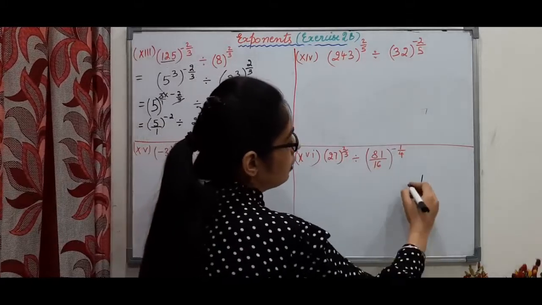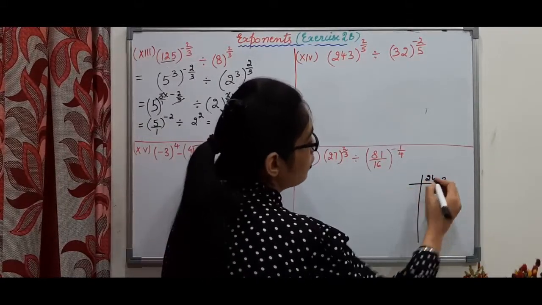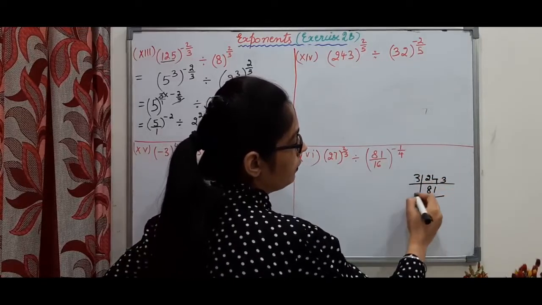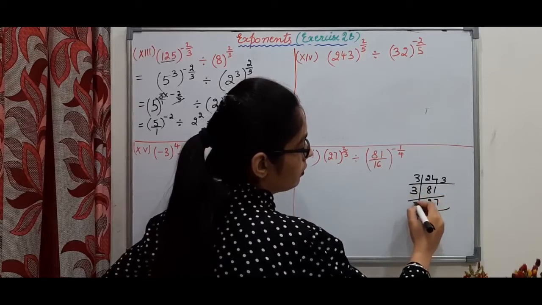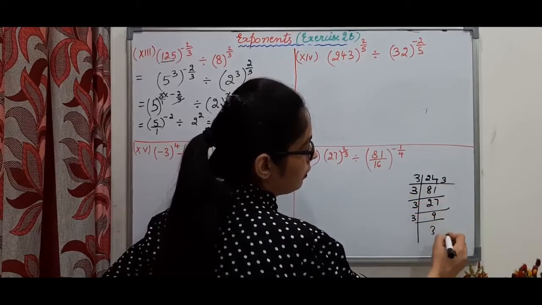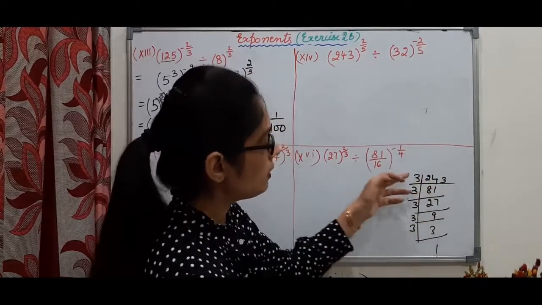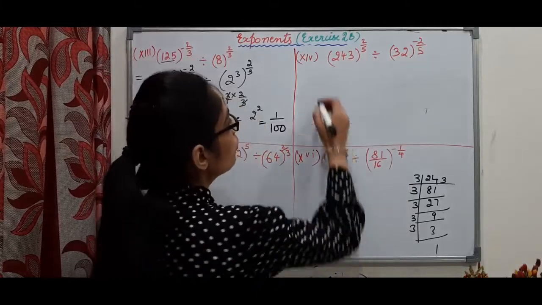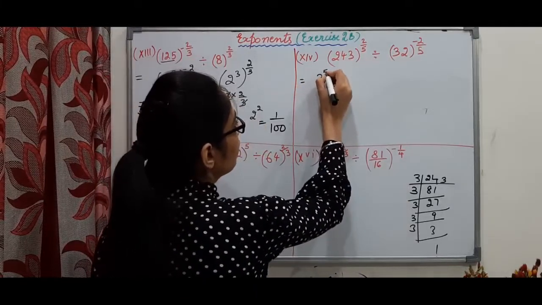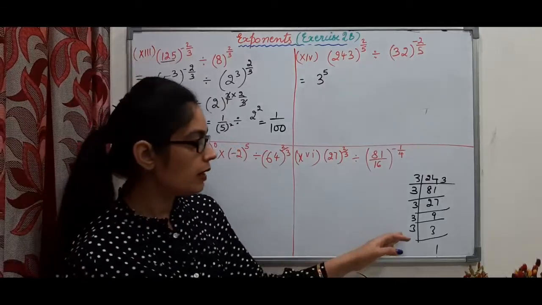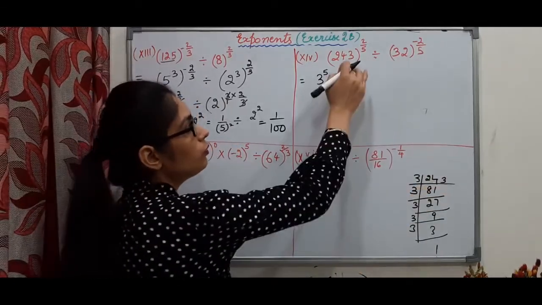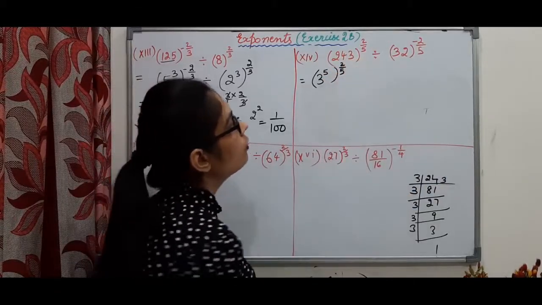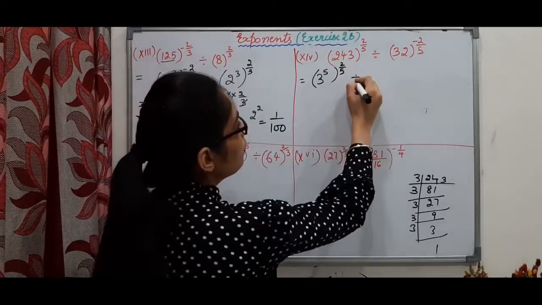So 243, let's try with 3 because it's a multiple of 3. 3 into 81 is 243, 3 into 27, 3 into 9, 3 into 3, 3 into 1. So when we multiply 3 five times, 1, 2, 3, 4, 5, we get 243. So 243 can be written as 3 to the power 5, and the outer power 2 by 5 stays as it is, divided by 32.